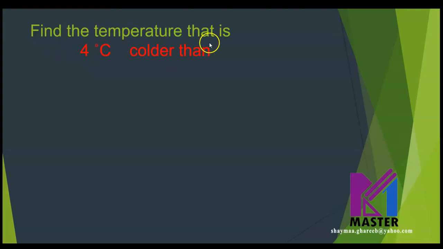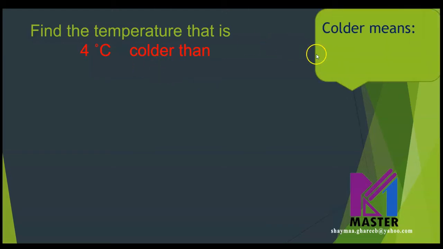Now, find the temperature that is 4 Celsius degrees colder than. What is the meaning of colder? Colder means less, or we are going to count back. So every time we are going to count back by 4. So the first temperature I have is 4. So if the temperature is 4, then the other temperature, which is 4 colder than 4, it means I'm going to count back by 4, or 4 less than 4, which means 0.